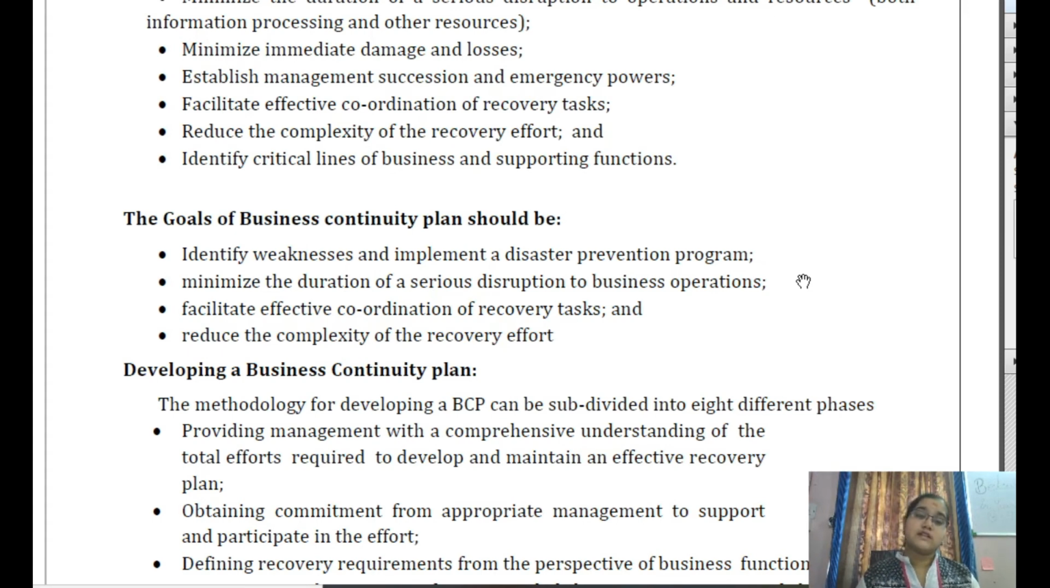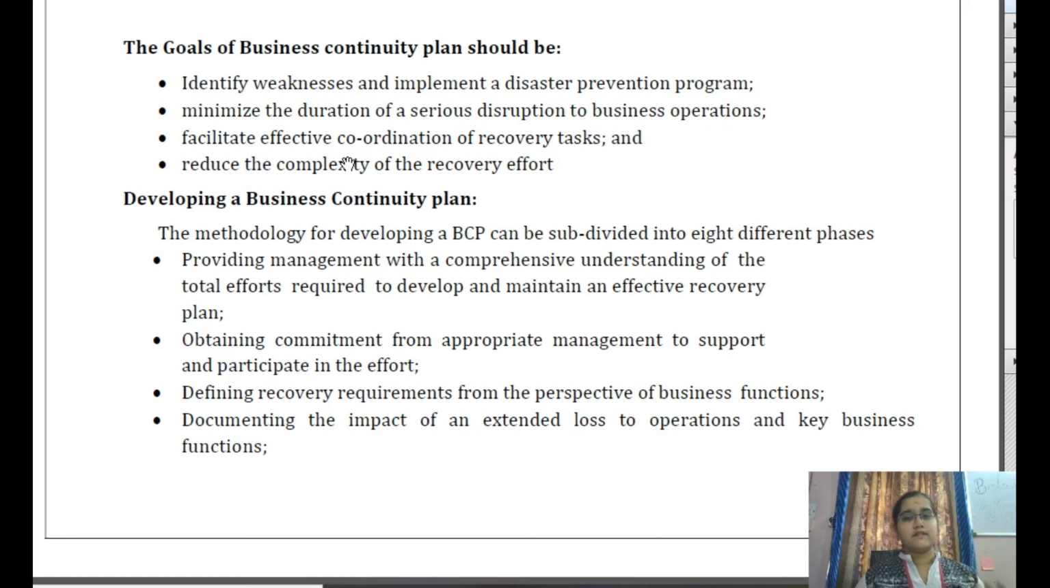Minimize the duration of serious disruption to the operations. Facilitate effective coordination of recovery tasks, and reduce the complexity of the recovery effort. So the goals are to identify the weaknesses, minimize the duration of the impact, have effective coordination of the recovery tasks, and reduce the complexity of the recovery effort. These are the four goals of the business continuity plan.